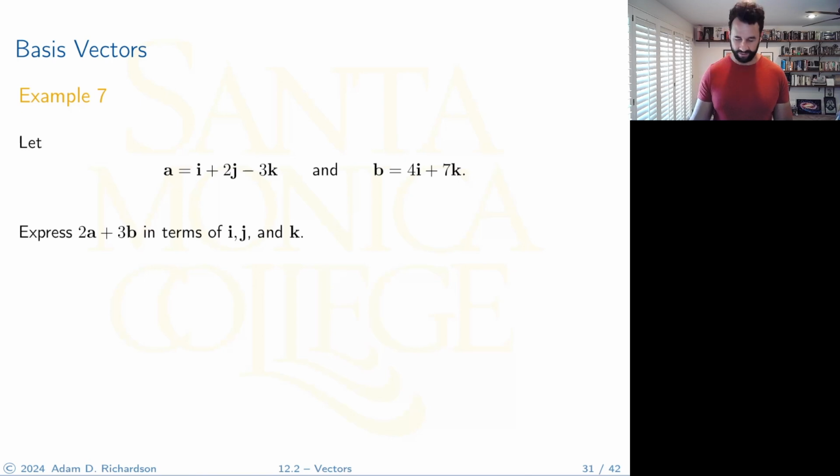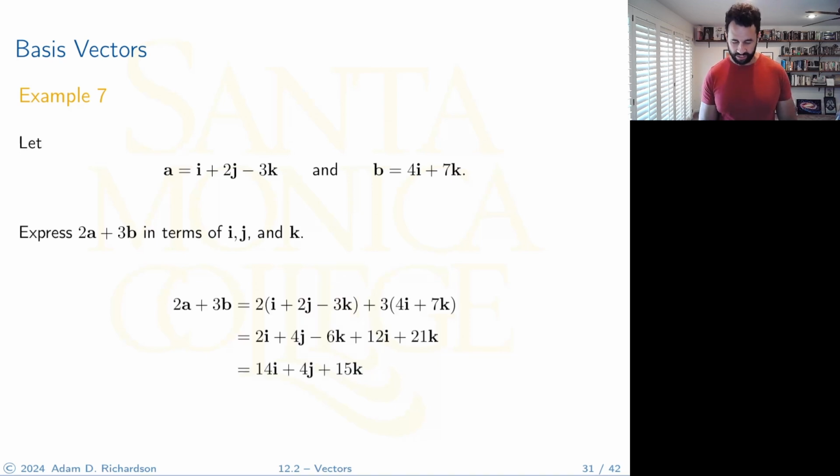Right, now let's do it together. Here we go. So I need to scale a by 2 and scale b by 3 and then add the results. So here is the vector a, scaled by 2. Here's the vector b, scaled by 3. And again, this just works naturally. This is just scalar multiplication. So we get 2i, 4j, negative 6k, 12i, 21k.